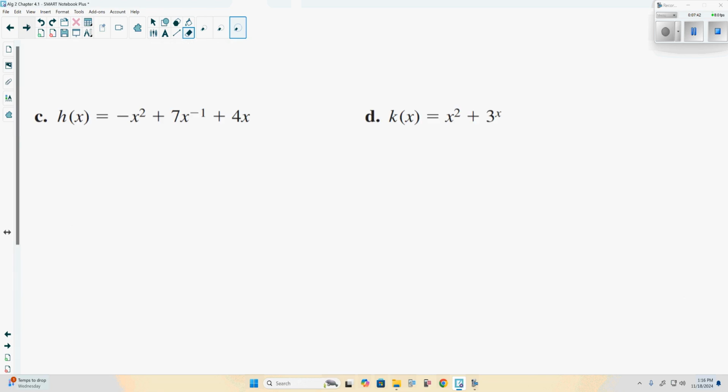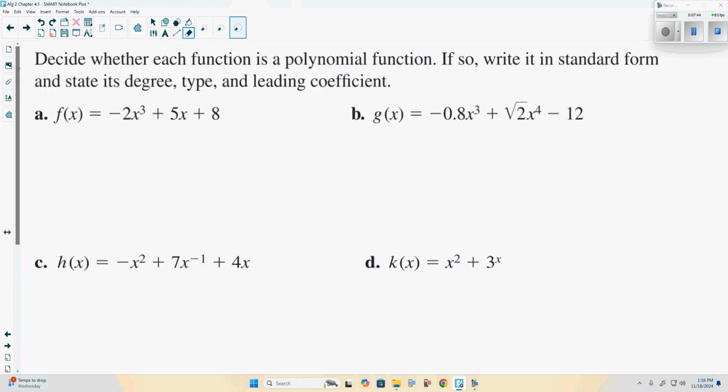All right. So what we want to do first is look at these here. We want to decide whether or not each of these is a polynomial function. If it is, we want to write it in standard form, state its degree, type, and leading coefficient. So if we look at the first one, negative 2x cubed plus 5x minus 8.